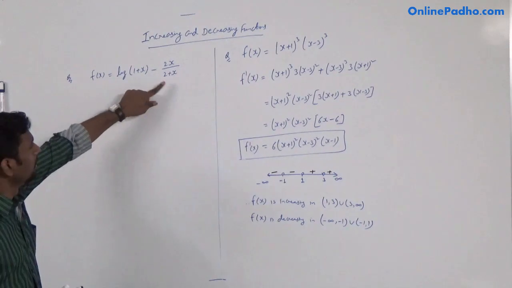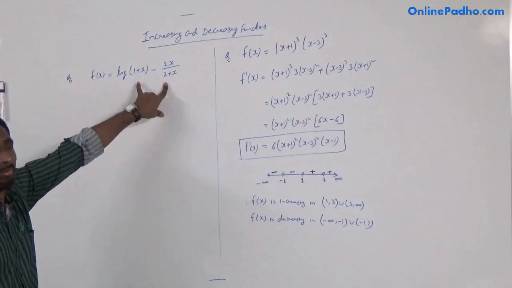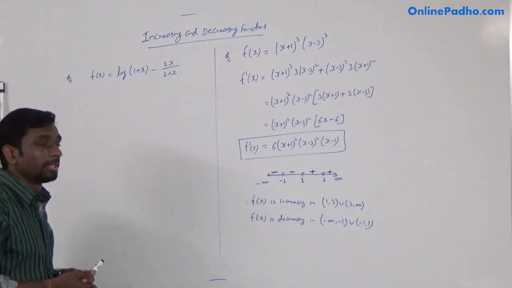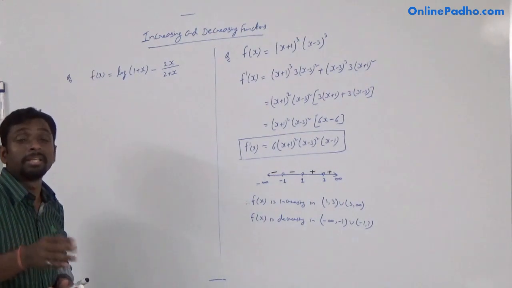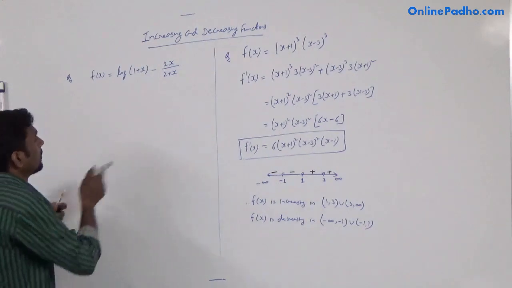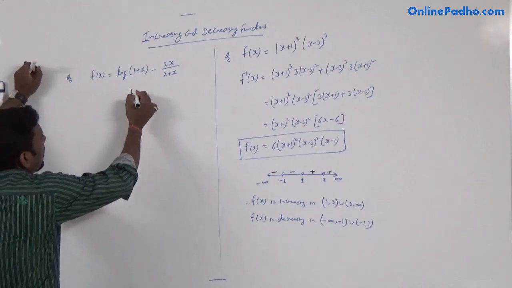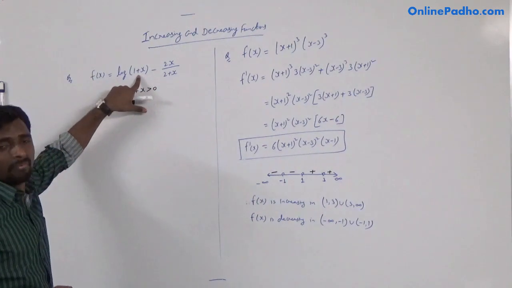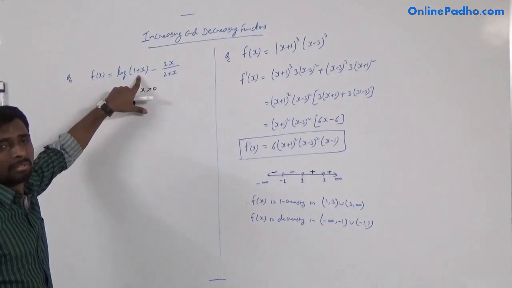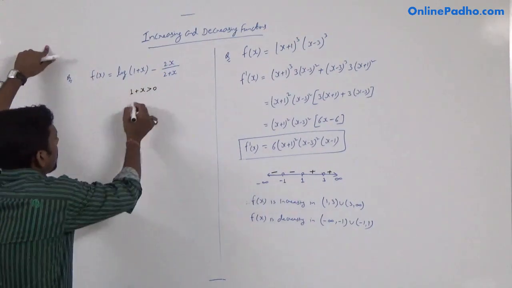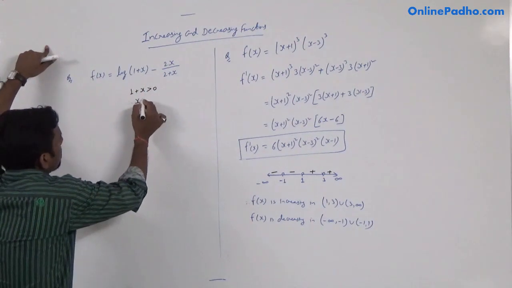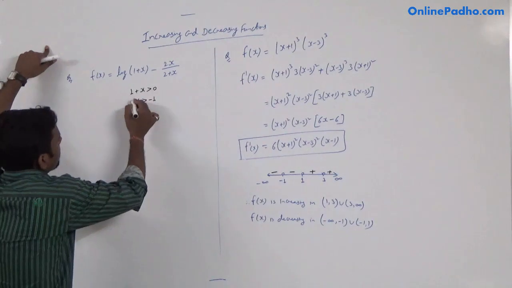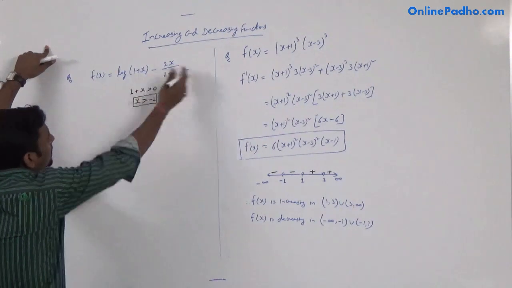Then all possible values of x equal the domain. So what is the domain of this function? We have to check whether the function is increasing or decreasing in its domain only. So we can say that 1 + x is always greater than 0. The log function cannot take a negative value or 0. This must be greater than 0, it must be positive. So x must be greater than -1. This is the domain of this function.